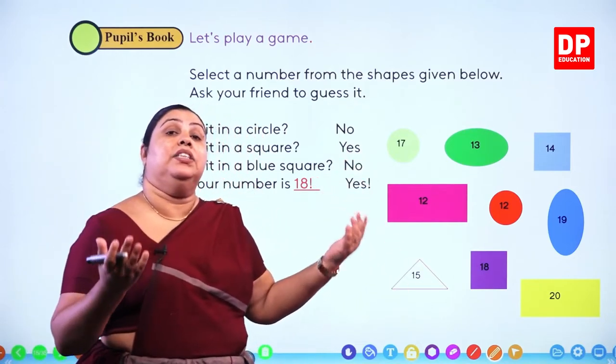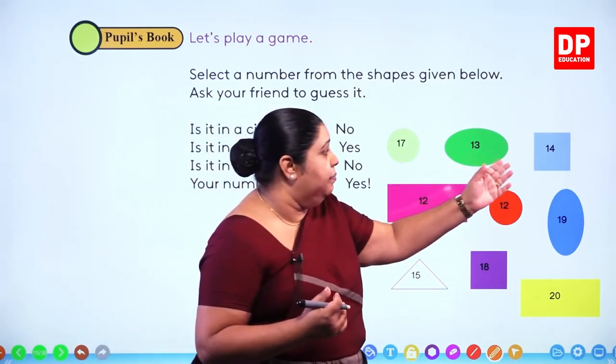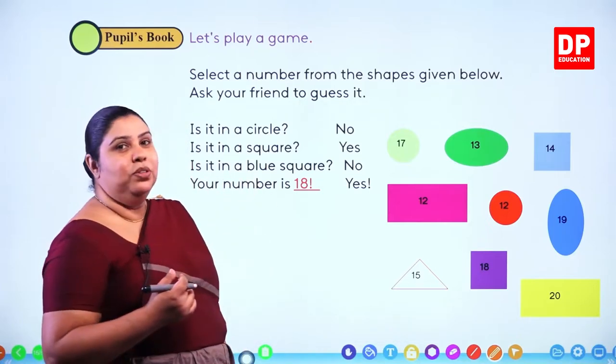Now they will ask you more questions. Is it in a purple square or is it in a blue square? Now they are asking you, is it in a blue square?